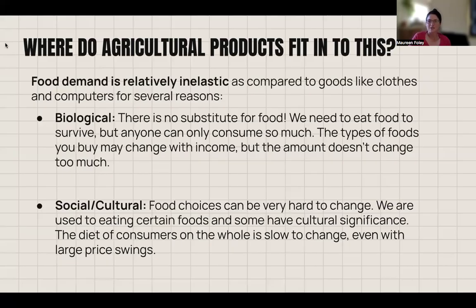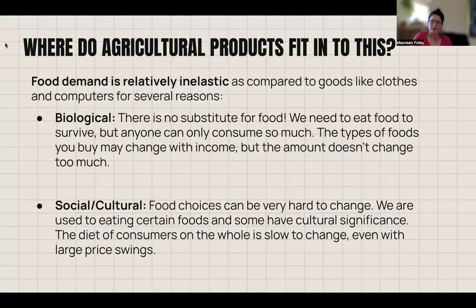So demand for certain foods is slower to change in comparison to demand for other goods, even when there are large price swings. When things that we like become more expensive, we still really like them. And if we can afford them, we still buy them.